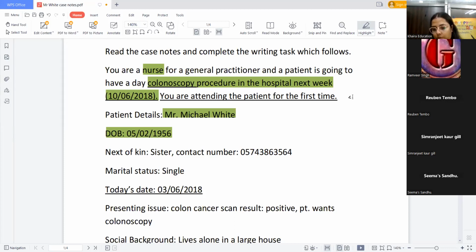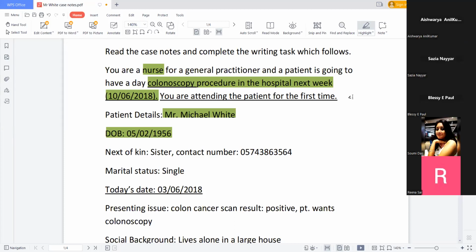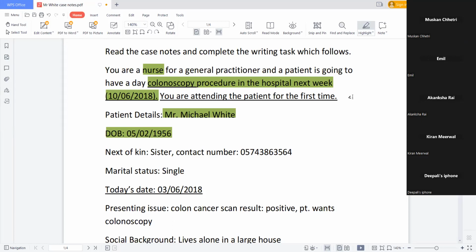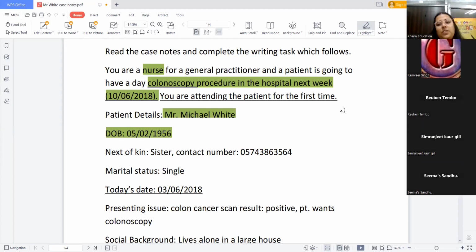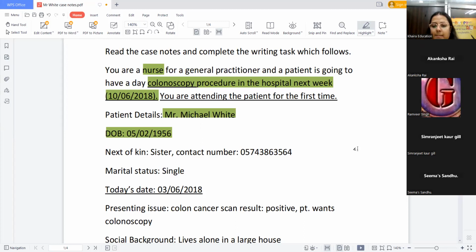We go to, let me see, Akanksha, if you can help us. From next of kin and marital status, both of these pieces of information, what's relevant and why, what not and why? Ma'am, both are not relevant. And why would you say so? Ma'am, because we are writing to a surgical nurse.